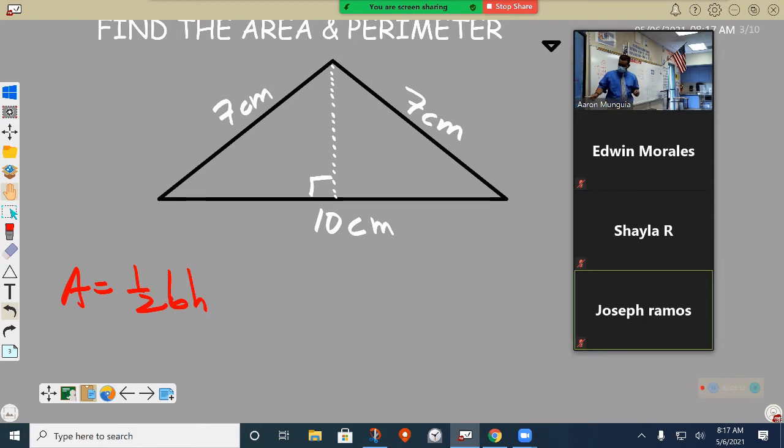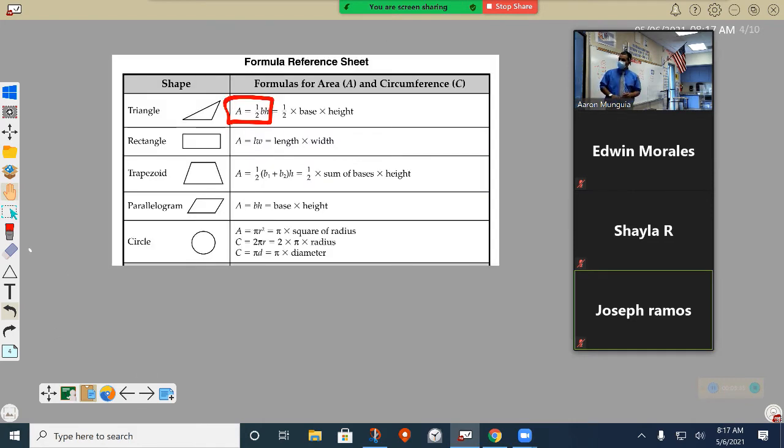Now, for our formulas, notice the shapes that have a height. When I'm looking at the formulas for a triangle and a trapezoid and a parallelogram, those 3 shapes out of the 5 have a height in it. Look at, I'm going to underline in red, height. Height, height. Rectangle doesn't have height, neither does a circle. Only the triangle, trapezoid, and parallelogram have height in it.